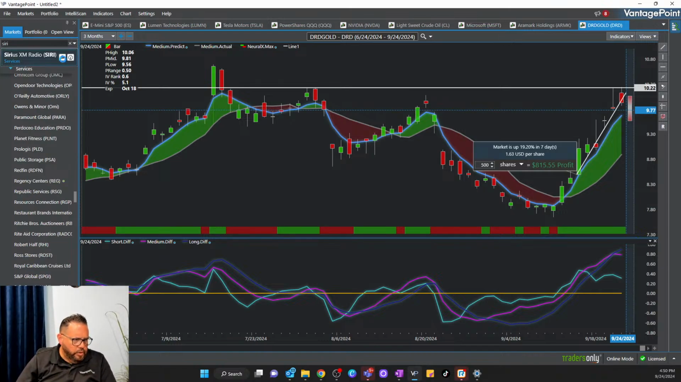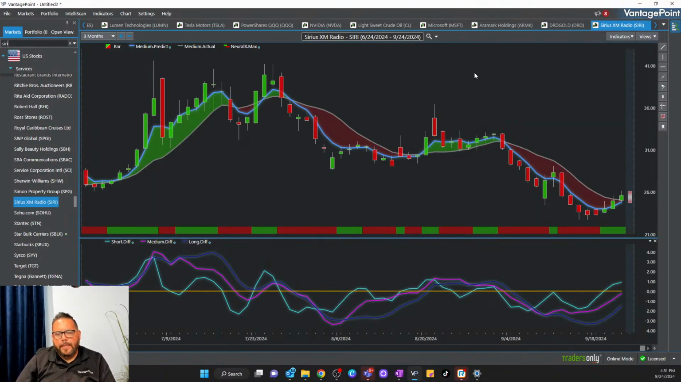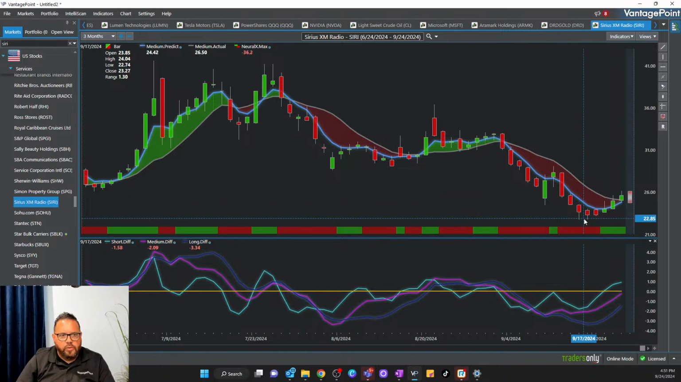SiriusXM, who's this for? Timothy, let's take a look. There we go. What are we seeing in Sirius? We can see that there's a nice downtrend going on, right? People started to see this consolidation happening in this downtrend. Heck, we might have set a 52-week low here. We'd have to check that.